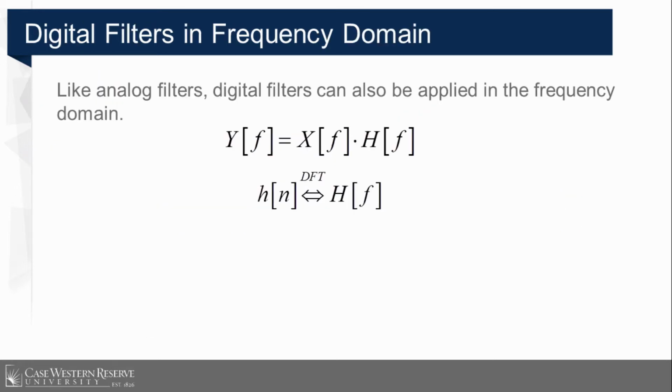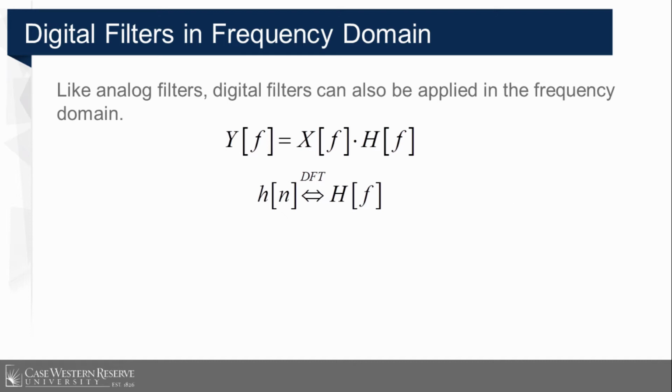Just like analog filters, we can also describe our digital filters in the frequency domain. So before, when we looked at analog filters, we converted both the input and the output sides into the frequency domain using the Fourier transform. Now, with our digital filters, we have sampled signals, and so we have to use the discrete Fourier transform. But besides that, the formulation is very similar.